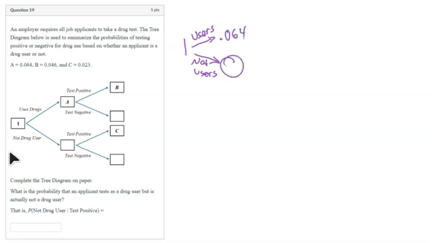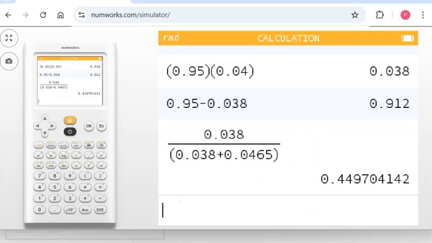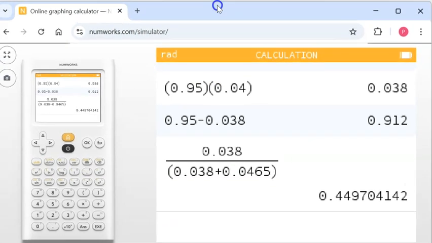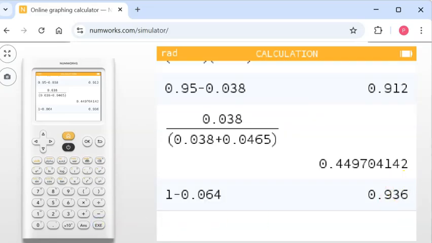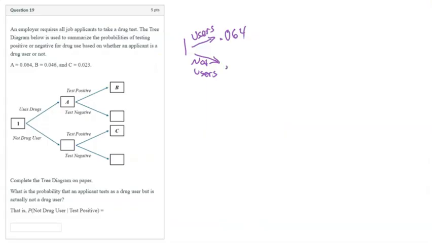Okay, and it says right here we're gonna put 0.064. So to know what number to put here, we're gonna do 1 minus 0.064. So we're going to go to the calculator. We're going to do 1 minus 0.064, and we get 0.936. So here we're going to put 0.936. Then it tells us that right here, for B, we're going to put in 0.046. To find out what number we're going to put here, we're going to do 0.064 minus 0.046.